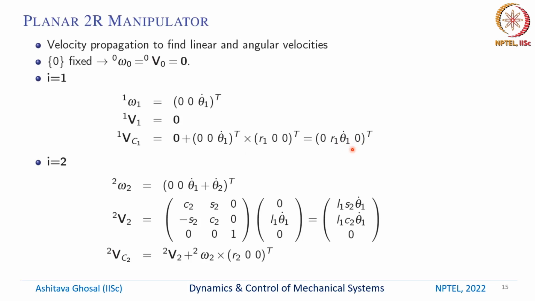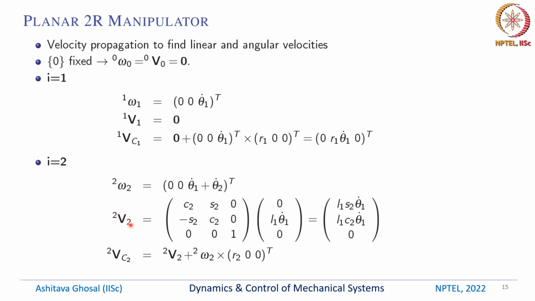So the first link is rotated by θ1. The CG is located at a distance r1, so that is r into θ1 dot, and it will be along the y direction, which is what is shown here. For i equals 2, we can show that the angular velocity is θ1 dot plus θ2 dot along the z axis.